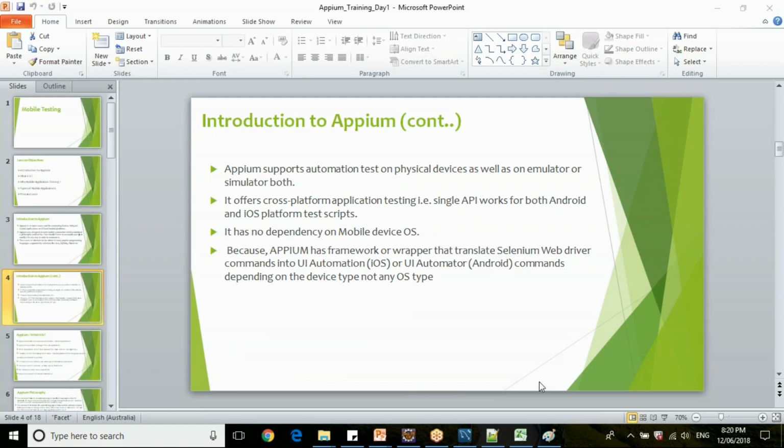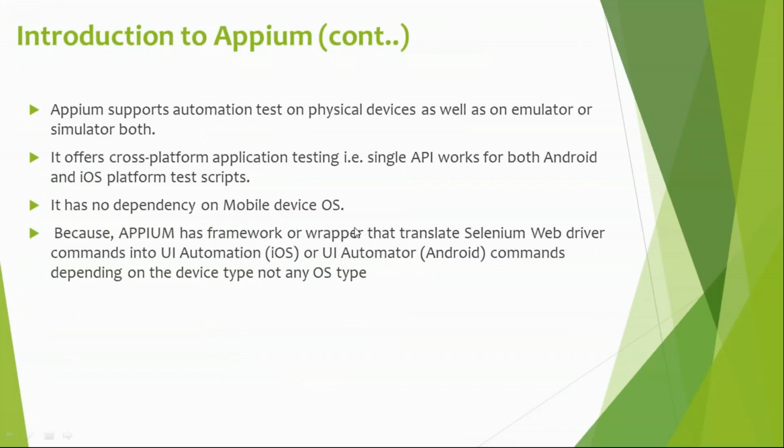Similarly, the philosophy of APM is that you write code for one platform, and it should work for all the platforms. Cross-platform, like for example, if your application has the same view and same elements in Android and iOS, then the code will work as it is.